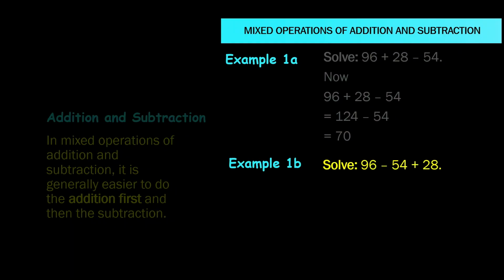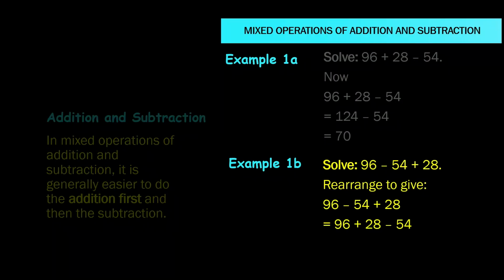Now let's take a look at another example. Try solving 96 minus 54 plus 28. Rearrange the values so that the positive values come first as shown. Doing the addition first gives us 124 minus 54, which equals 70.